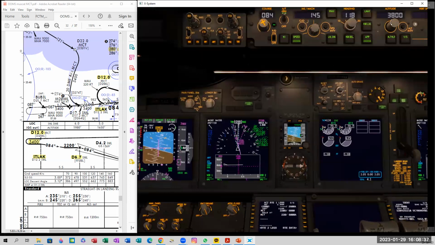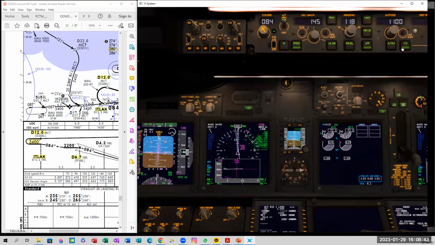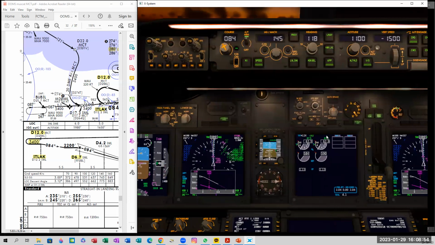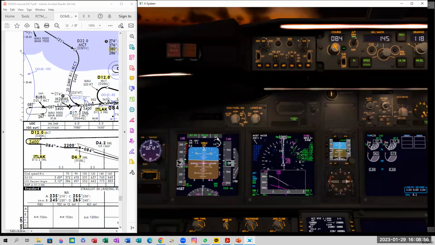So we'll set an MDA of 1,100 feet, as we said, and we'll go to VS, and we will actually select a rate of descent of, we're going to use 1,500 feet to start with, and monitor how things look with respect to the glide path. Now, if we look, the glide slope is armed. We are well above and descending at 1,500 feet per minute. We are configured for landing.